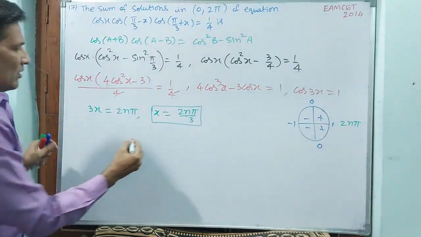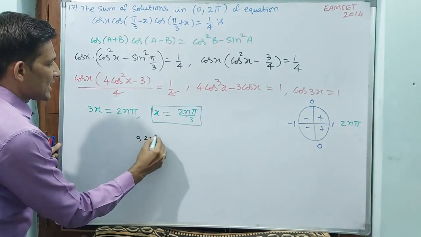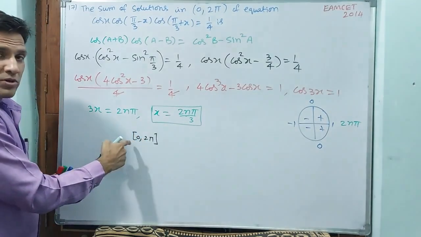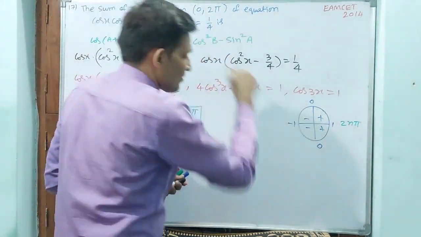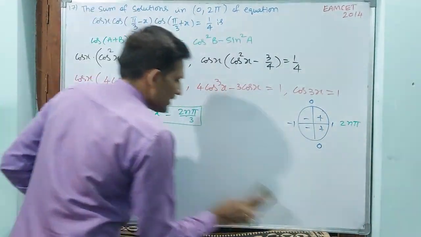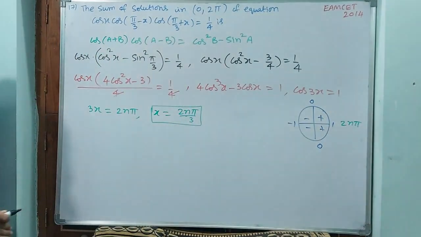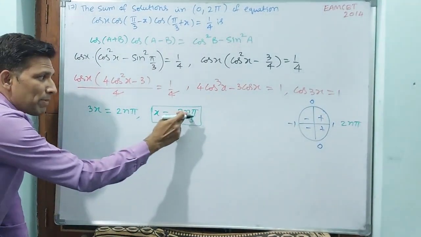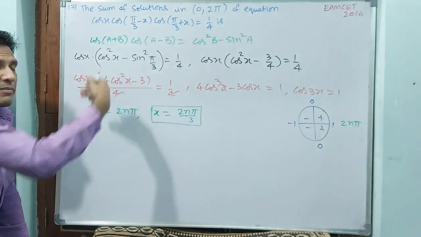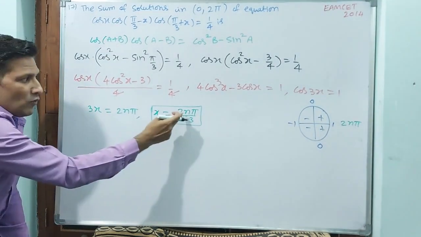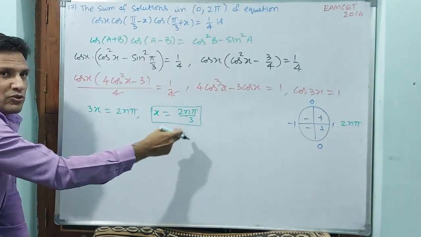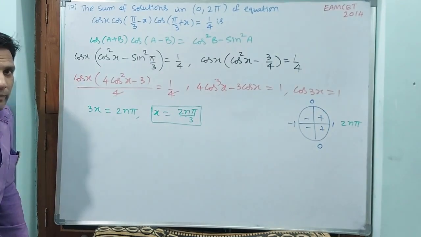Closed interval means you have to take 0 and 2 pi. But here it is not like this. This is an open interval. That is why you should not take 0 and 2 pi. If you apply n as minus, you cannot apply, because less than 0 it will come. If you apply 0, the total is going to become 0, but 0 you should not take. That's why don't apply 0.